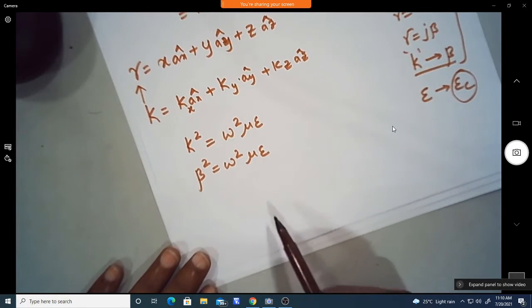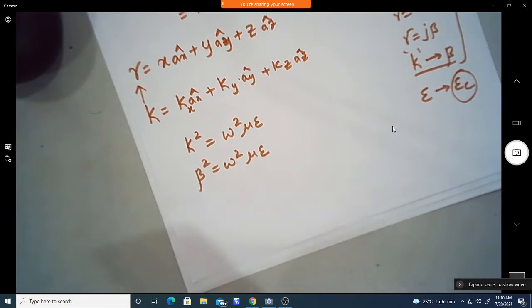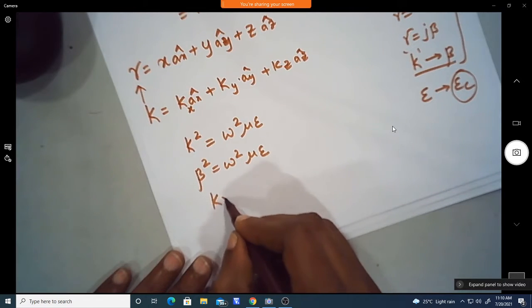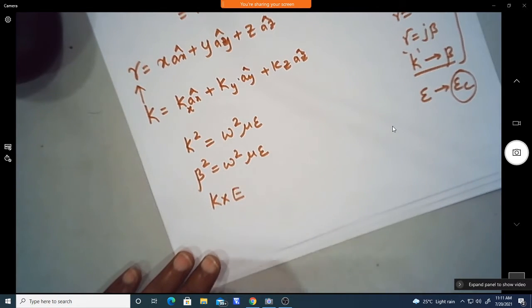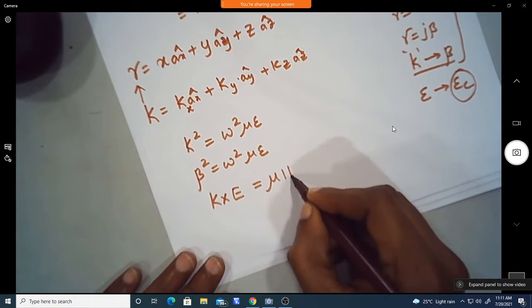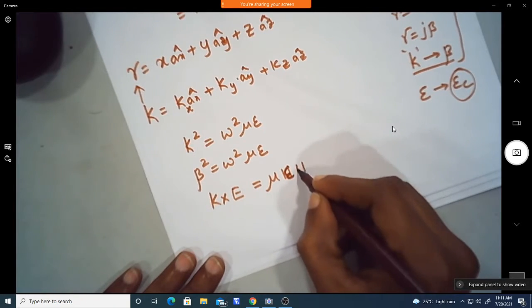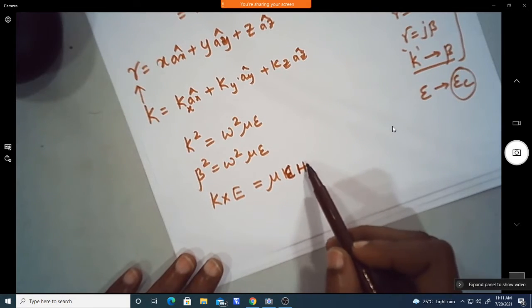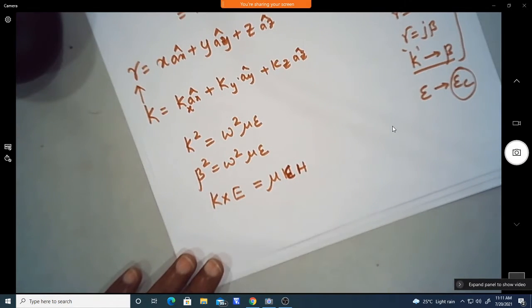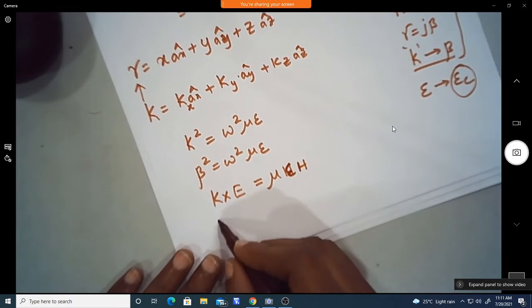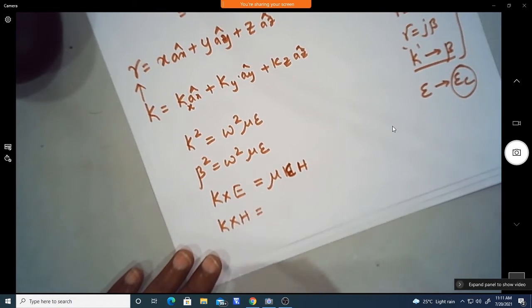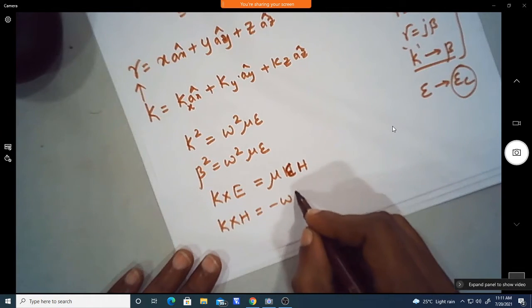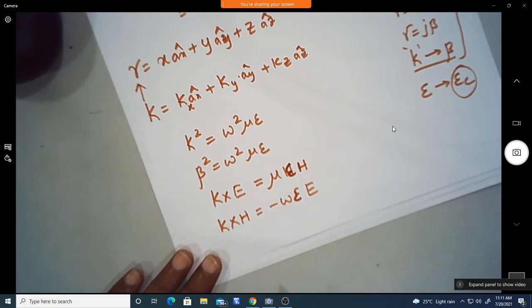Okay, so now we can see other equations from the electric field, and how we can arrive at the magnetic field. In the earlier discussion we had the propagation vector, so the cross product of the propagation vector and the electric field vector will give omega mu H, that is the magnetic field vector. So we can compute the magnetic field if we know the propagation vector and the electric field component. Similarly we can have k cross H.